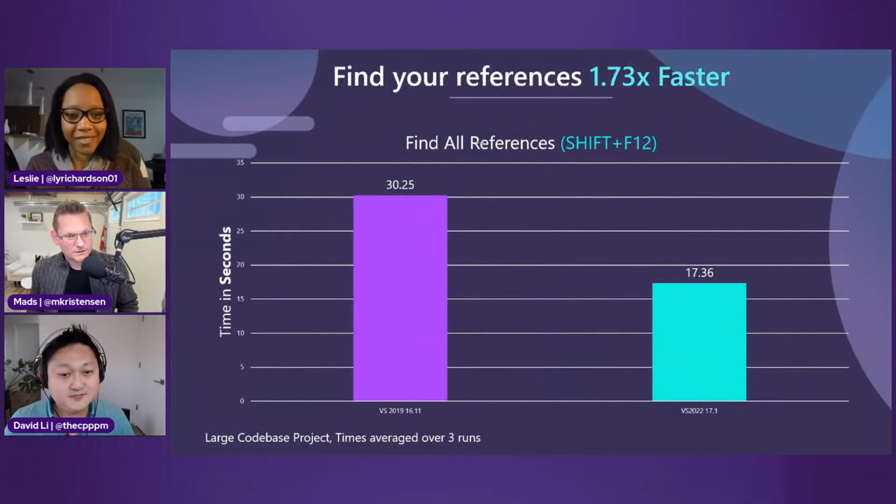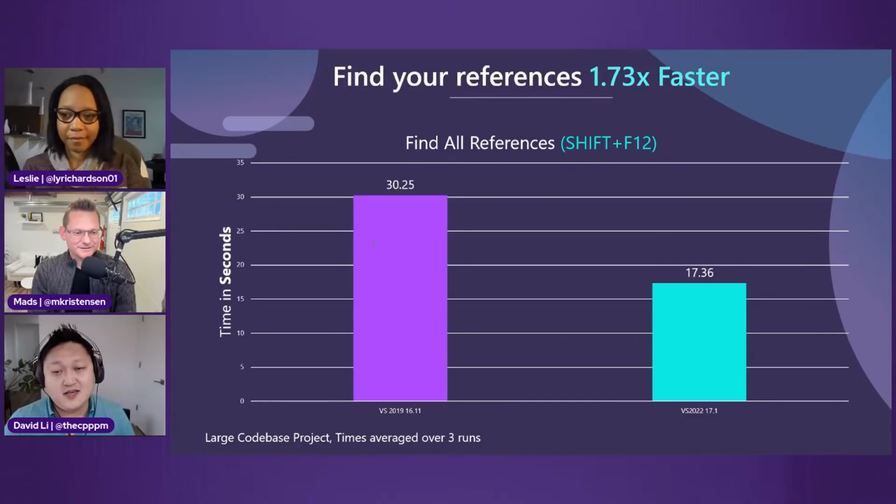Oh, look at that. Yeah, so here you can see another great improvement from the team. Previously in Visual Studio 2019, find all references in C++ would have taken you probably half a minute on a large project. Now we've made it 1.73 times faster when you're performing the same action in 17.1. So yeah, these are some of the great perf news that I have in store. And as always, we'll be keeping our ear open to hear your feedback.